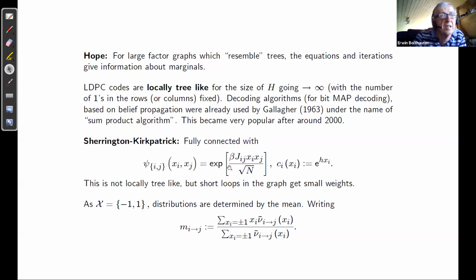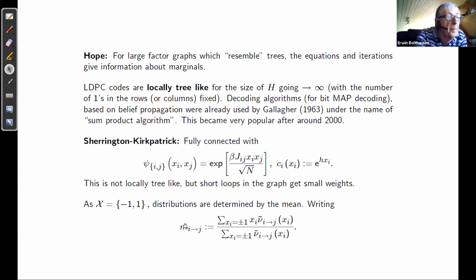So you think the interesting things come up when looking at longer distances, because everything is interacting with every other thing. So you still have the hope that short loops are not counting, and despite the fact that it is not locally tree-like, you still hope that belief propagation could give something here. Now in that case, the alphabet is just -1, 1, and the distributions in that special case are just determined by the mean. So instead of writing this new bar, which I had introduced for pair interactions, I'm just computing the means of the corresponding distributions, and then I'm calling it m_{i to j}.